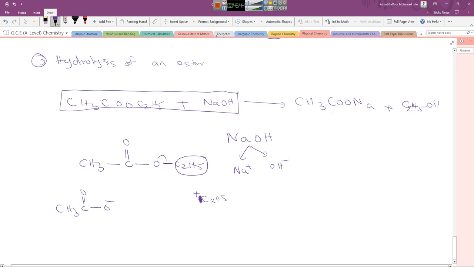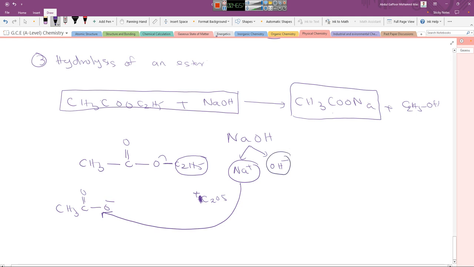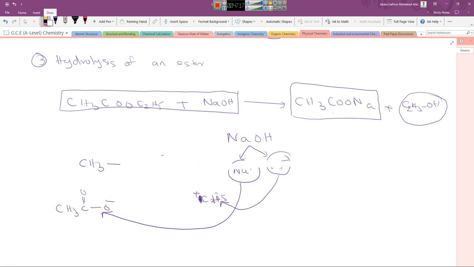So here we have minus and here we have Na plus. This Na plus will join with this CH3C double bond O minus and will yield CH3COONa, and this OH minus will pair with C2H5 to produce C2H5OH. So let me explain it again. Clearly understand, don't memorize the reactions, just understand the mechanism happening behind this reaction.